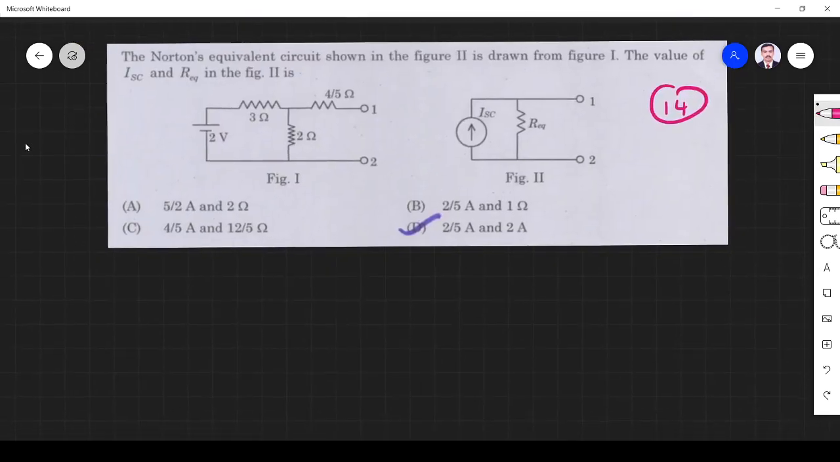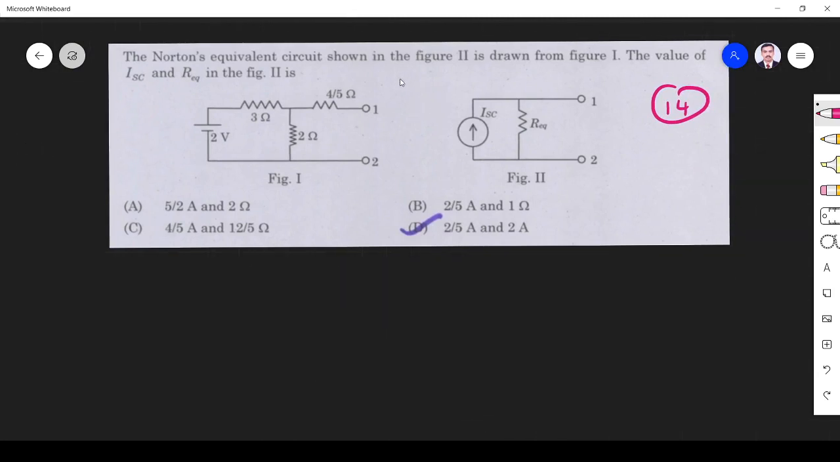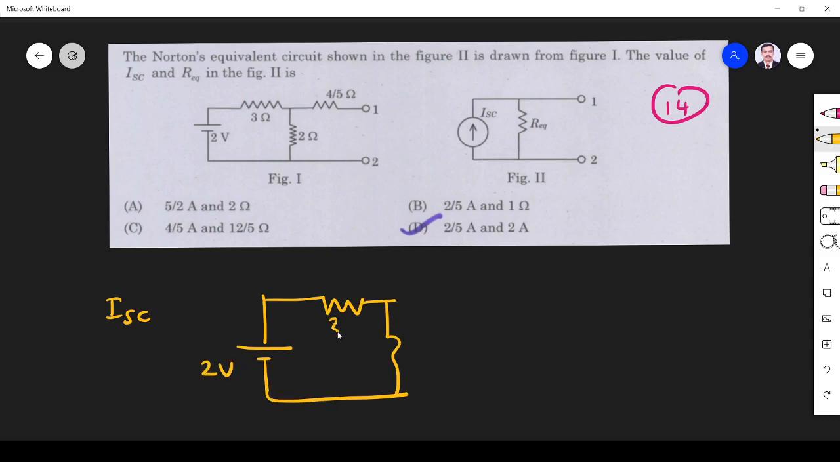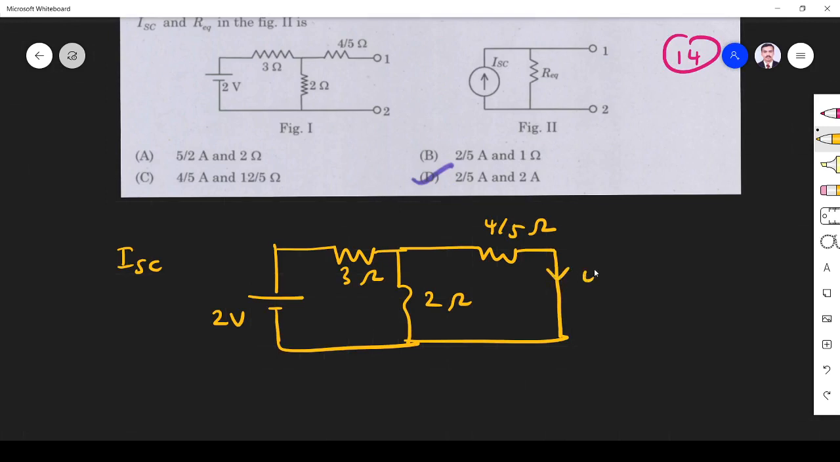Okay. The Norton's equivalent circuit of the circuit shown in figure 2 is drawn. What is the value of I_SC and R equivalent? So first I find I short circuit. Take the voltage source as it is, with resistances 2 volt, 3 ohm, and 4 by 5 ohm. Short the load terminal. So I have to find the current flowing through this.